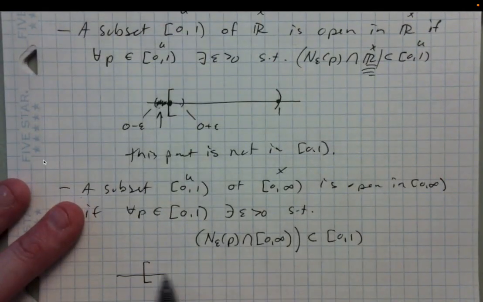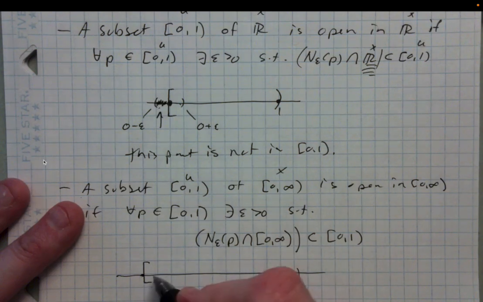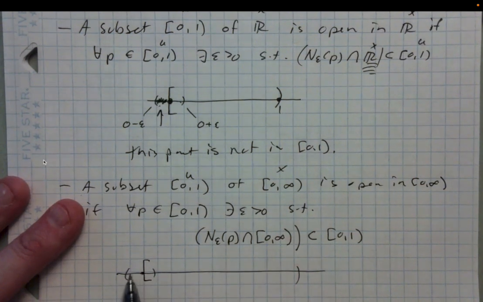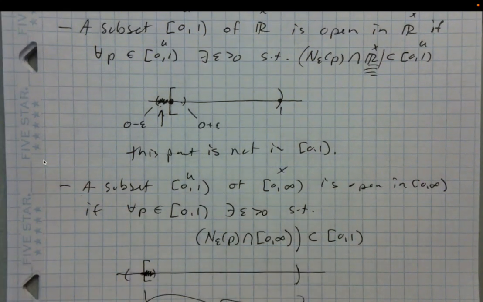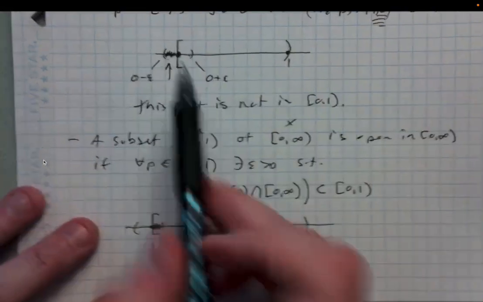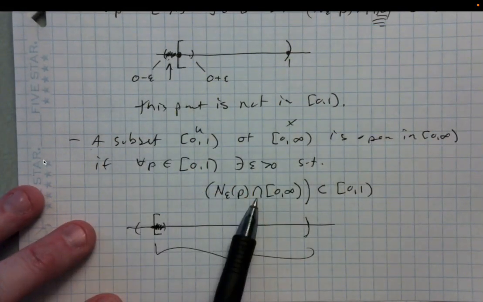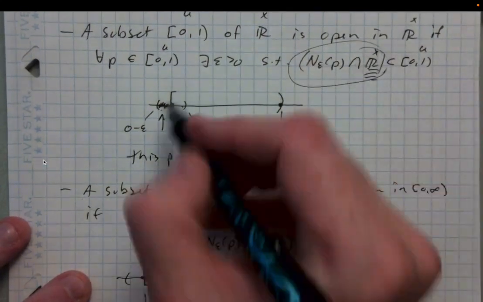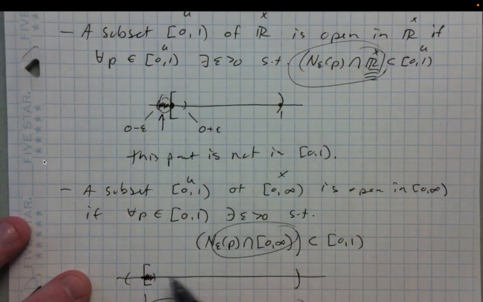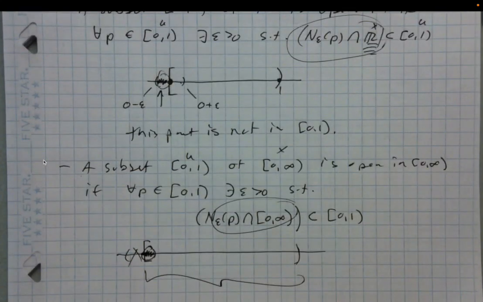Let's draw the picture here again so we can contrast them. Here's your 0. Now, when I draw the epsilon neighborhood here, previously the intersection with R would have been this part. But now the epsilon neighborhood is just being intersected with 0 to infinity. So this is the only part that is in this intersection, and it is contained in 0, 1. Up here, we had this part that was problematic. When you intersect with R, you get this extra part. When you intersect with 0 to infinity, you don't get that part. You just have this piece. And so that is contained in 0, 1.